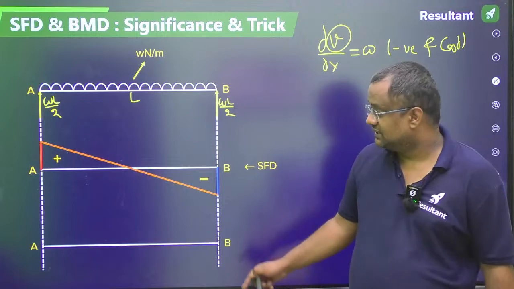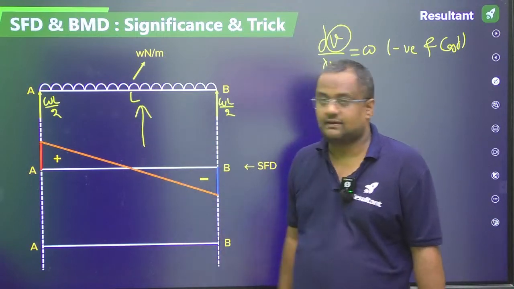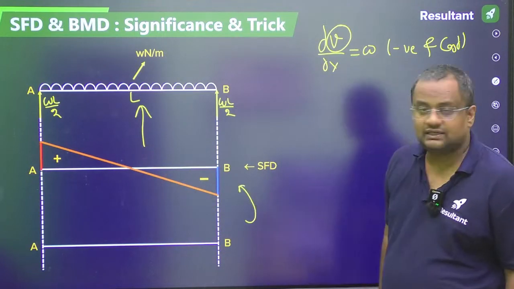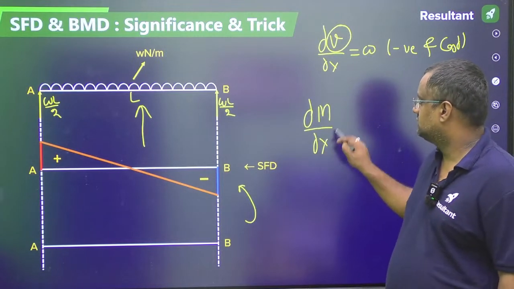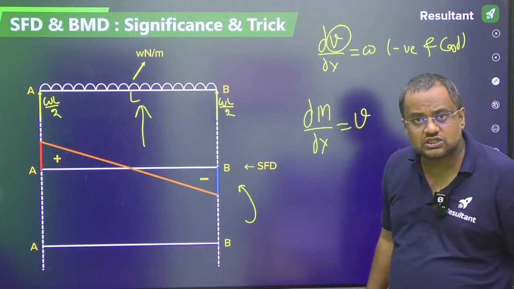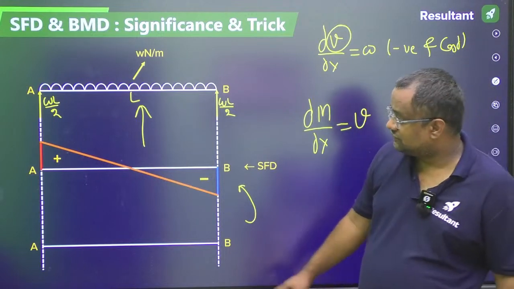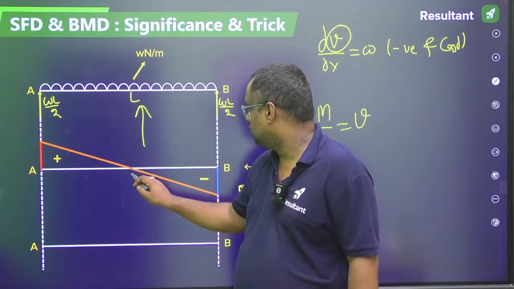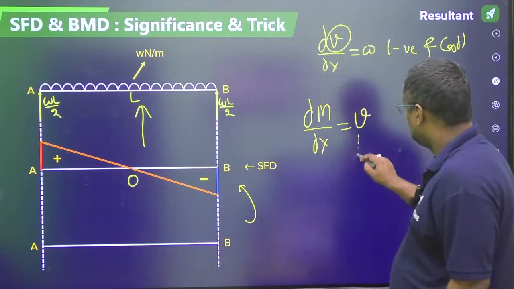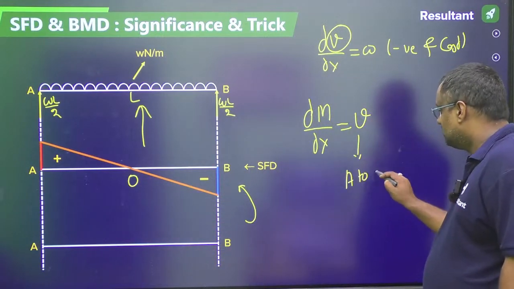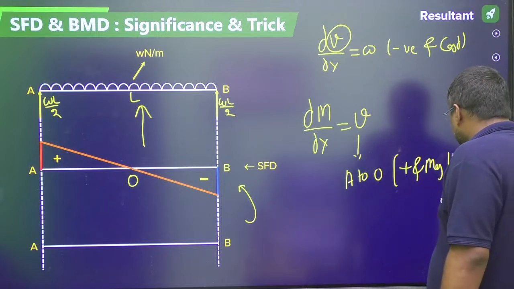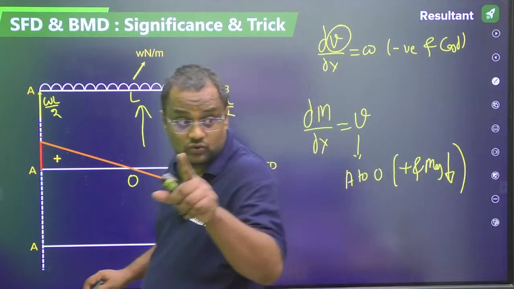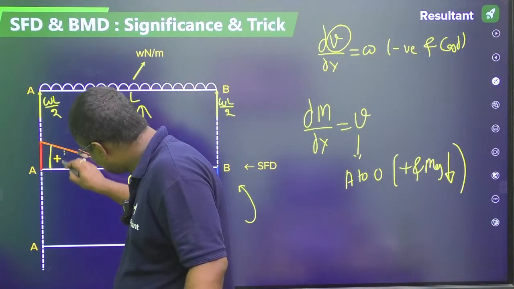Now to draw the BMD, like drawing the SFD we looked at the loading diagram, now we have to see the SFD. Bending moment slope is shear force. Shear force from A to, let this point be O, from A to O, is positive and decreasing in magnitude, since we go left to right.